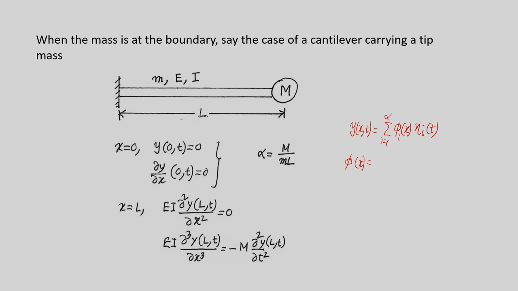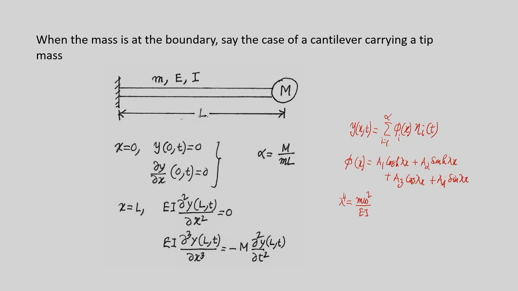After getting this solution, phi of x is a1 cosh lambda x plus a2 sinh lambda x plus a3 cos lambda x plus a4 sin lambda x, where lambda is related to the natural frequency. For example, for this beam with constant EI, lambda to the power 4 is nothing but m omega squared by EI. So these constants of integration can be evaluated by applying the boundary conditions.